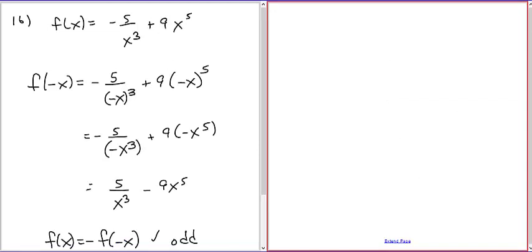Okay, the next one is given a function. It's like 13 and 14. So this is an absolute value function, so you can look that up.